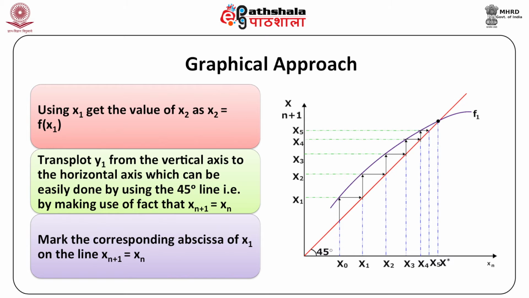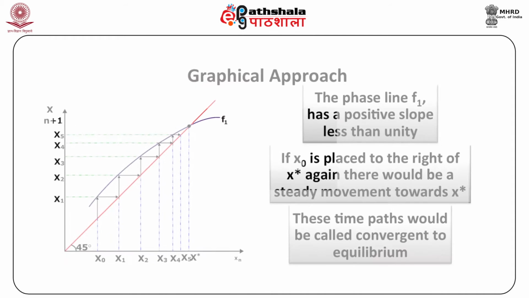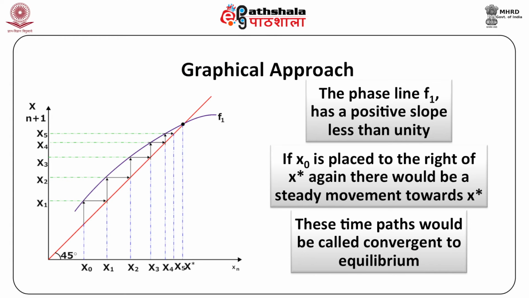The next question that comes to mind is, what can be inferred from these time paths traced? The answer is that by this technique, for a given initial value x0, we can determine whether the pattern of change traced according to the phase line will lead to the intertemporal equilibrium value x star consistently or would go away from it. Let us now analyze all four different phase lines one by one.